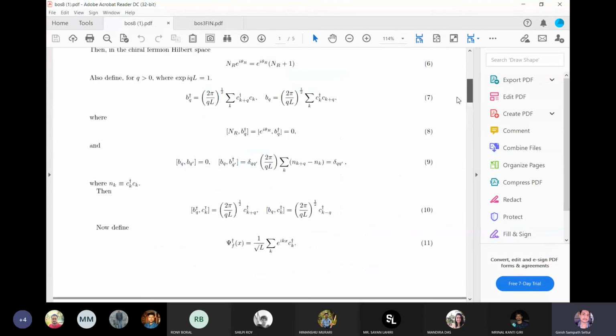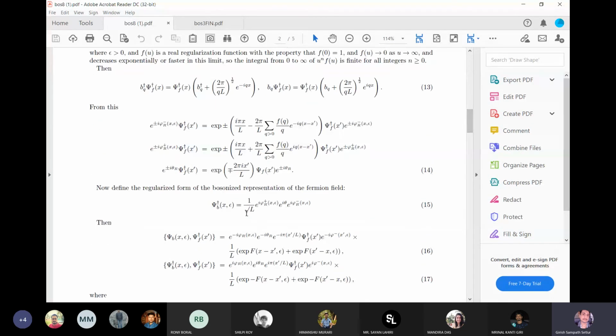So you remember that you can write the right moving fermion in terms of the right moving B daggers, and this is a right moving shift operator.